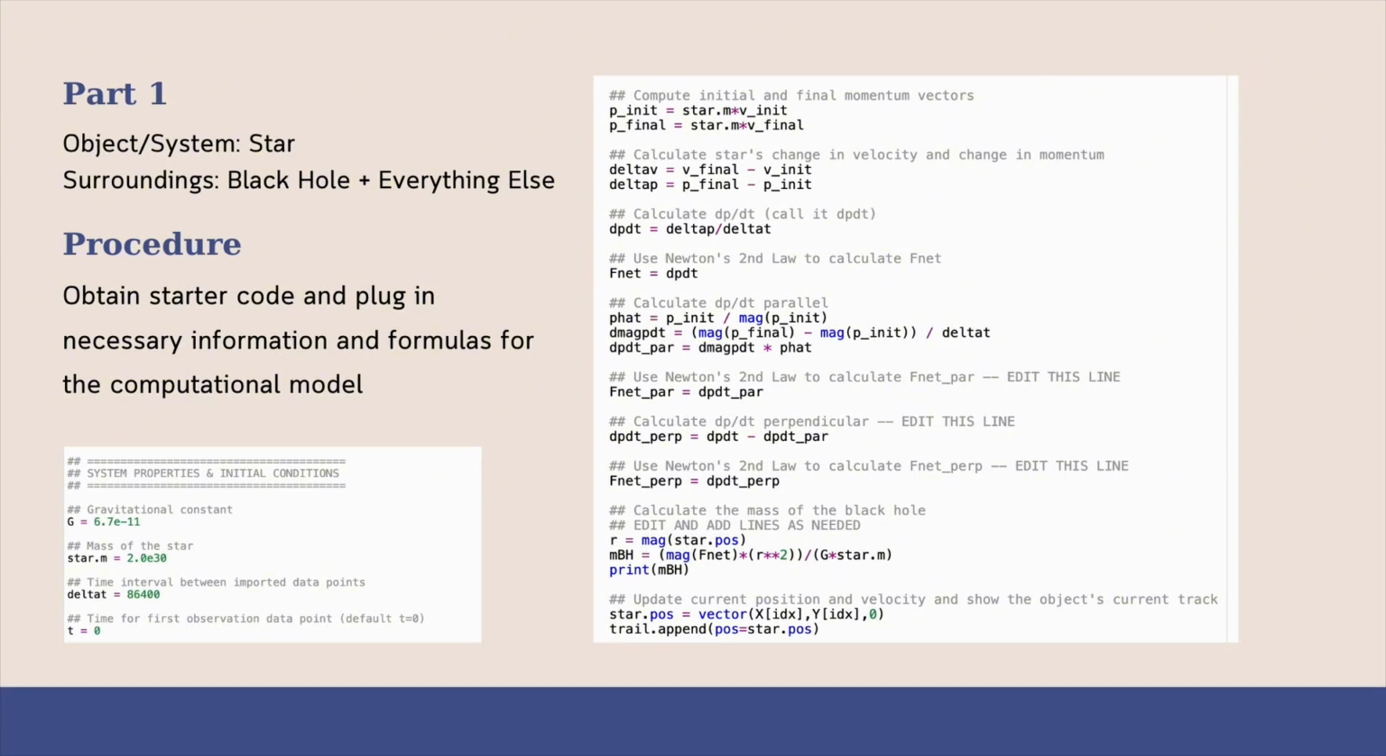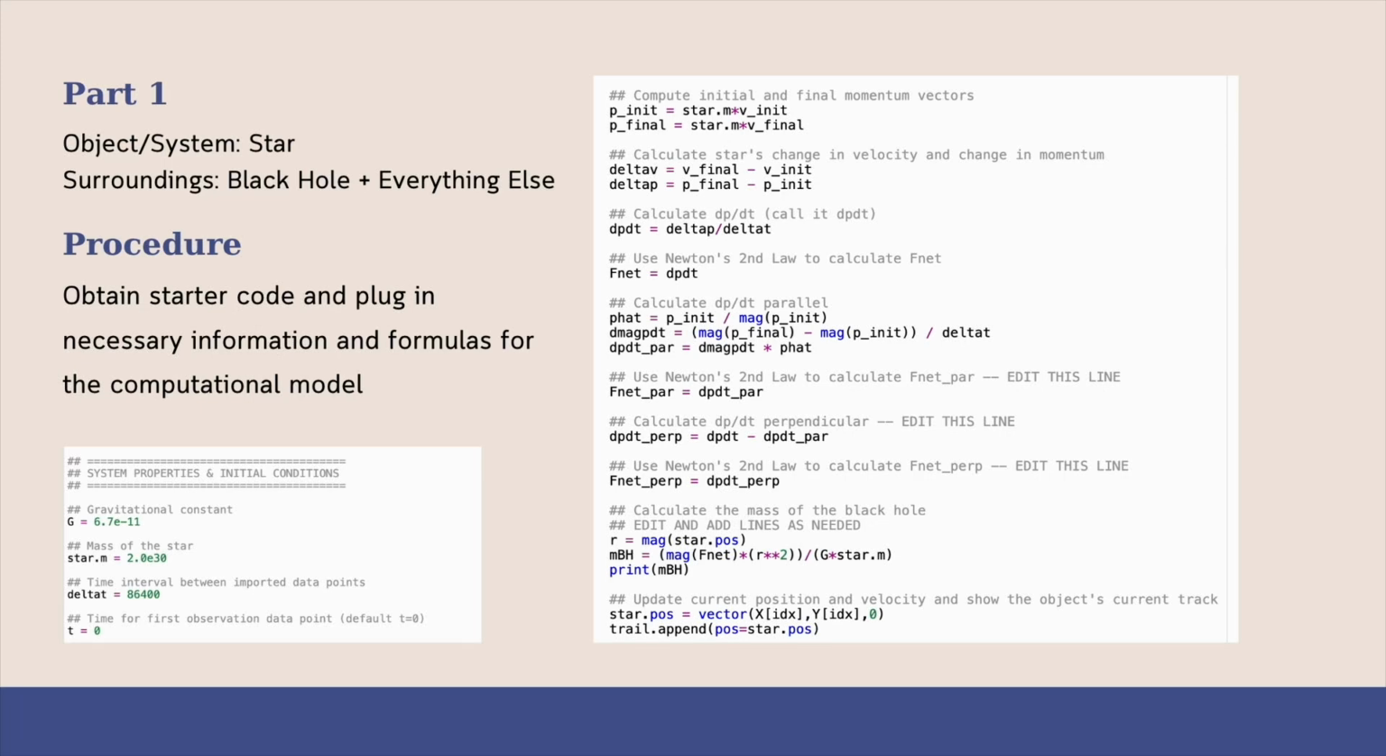For the initial conditions, I plugged in the mass of the star and delta t as given from the lab instructions. Then I put in the formulas for initial and final momentum, which are then used to calculate net force using the formula delta p over delta t. We then put in the formula to calculate the parallel and perpendicular components of the net force, and finally the mass of the black hole is calculated using Newton's law of universal gravitation.